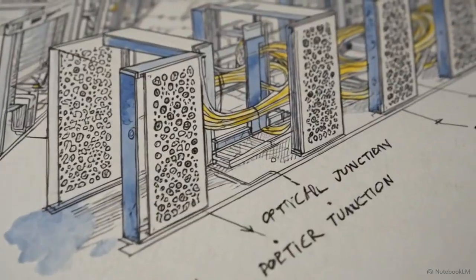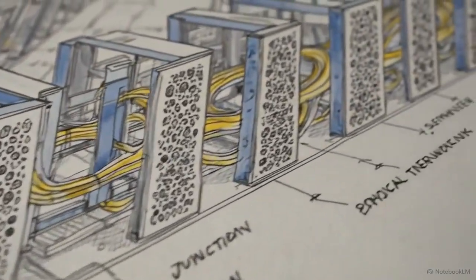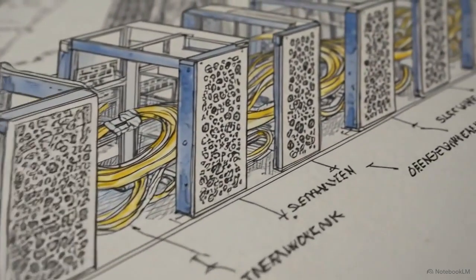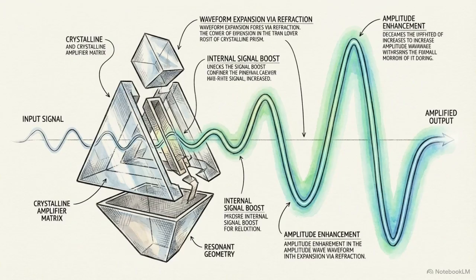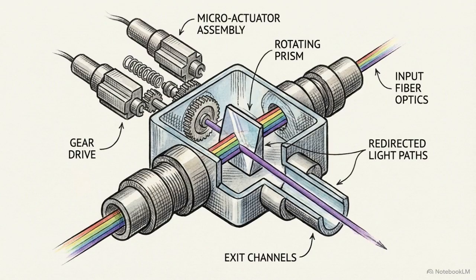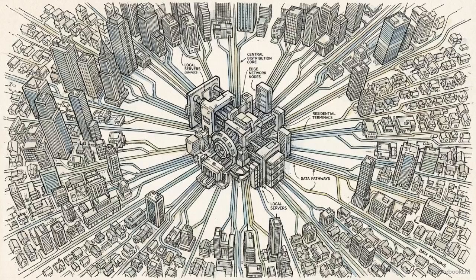We scale global data by understanding the physical limits of light inside a fiber, packing it densely via DWDM, sustaining it with pure optical amplification, routing it dynamically through ROADMs, and delivering it hierarchically to the local edge.